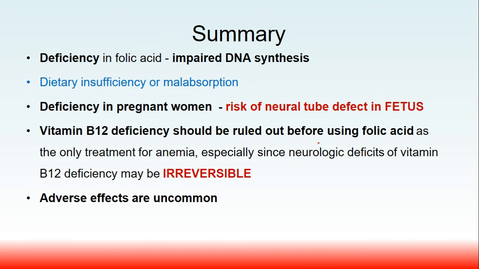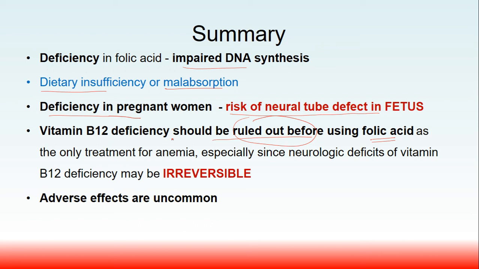Coming to the summary of folic acid: deficiency of folic acid will lead to impaired DNA synthesis. What are the main reasons? One reason for deficiency of folic acid is dietary insufficiency and malabsorption, and deficiency in pregnancy can lead to risk of neural tube defects in the fetus. Vitamin B12 deficiency should be ruled out before you use folic acid. What happens if you use only folic acid without ruling out vitamin B12 deficiency? It will not correct the neurological defects.